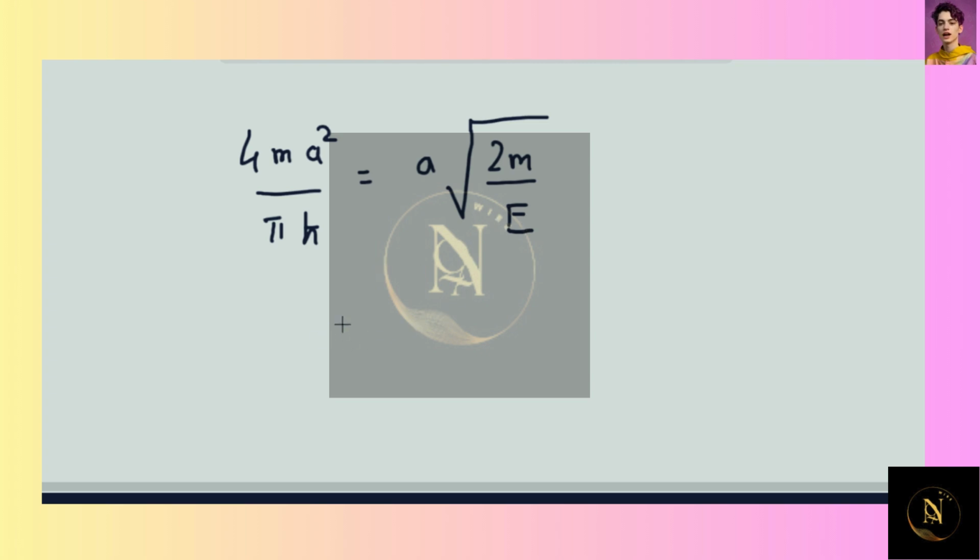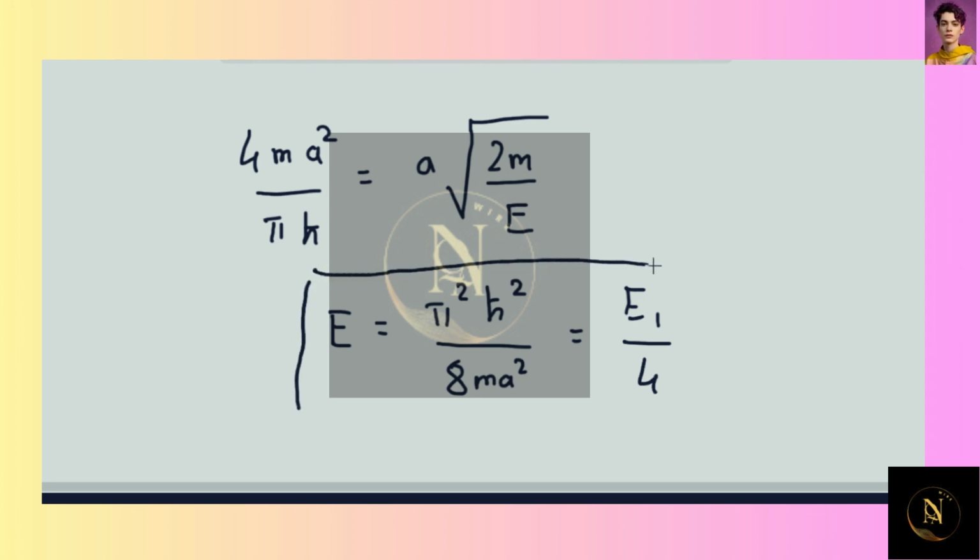So for E equals π² ħ² divided by 8ma². We just solved this equation and we got this answer, which is 1/4 of the first energy level of the infinite square well. So for this value of the energy, we'll have both the quantum and the classical revival times equal.